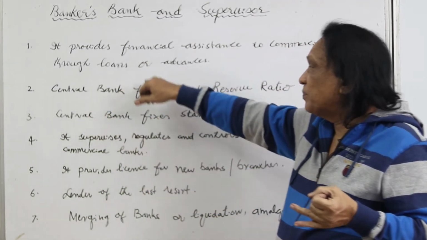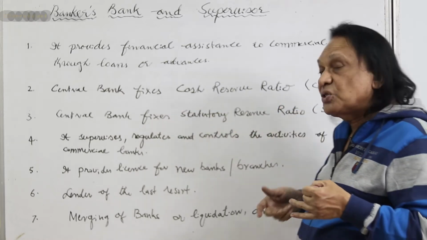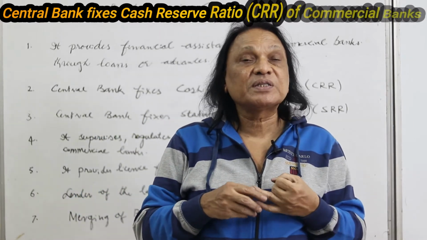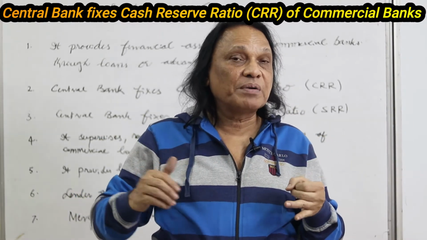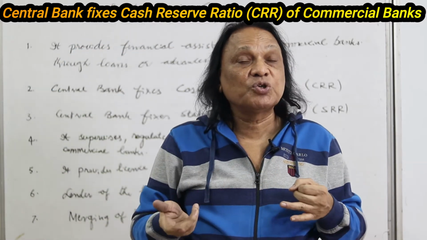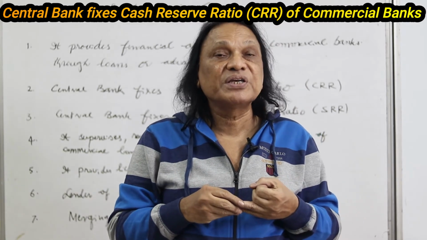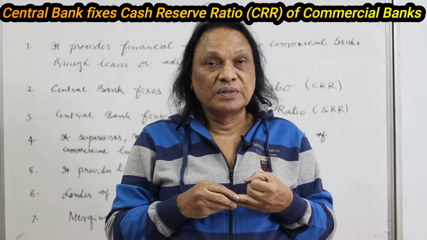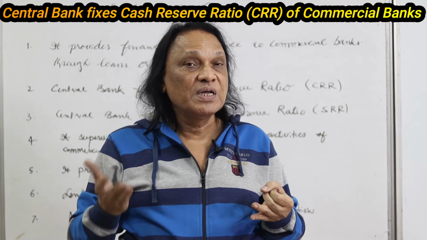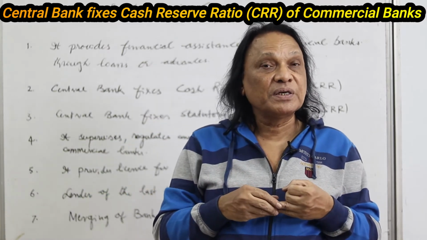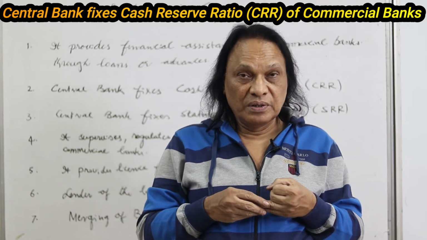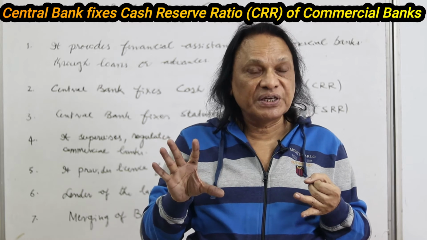The second function under Bankers Bank: the central bank fixes the cash reserve ratio, CRR. What is CRR? As per the guidelines of the central bank, every commercial bank is supposed to keep a percentage of its cash reserves with the central bank. That we call CRR, the cash reserve ratio. The central bank fixes this cash reserve ratio, maybe 4%, 6%, 8%, 10%, or 2%, depending upon the economic situation.